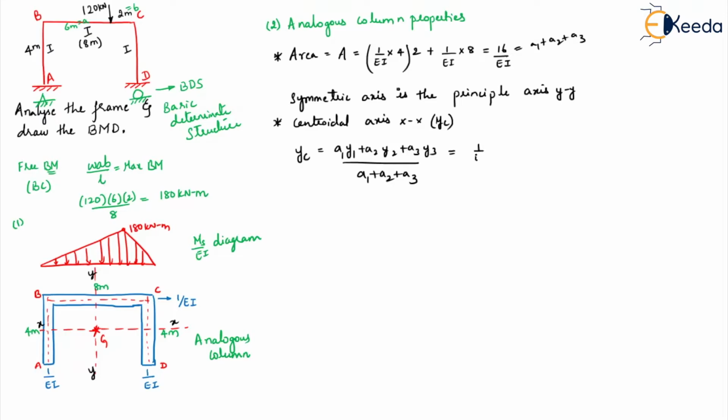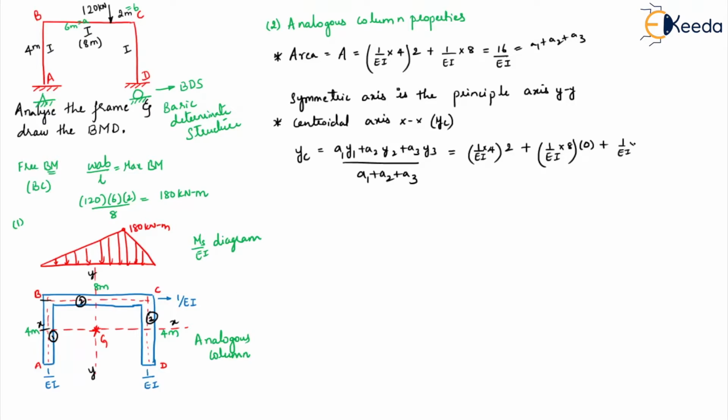Right. So what is A1? 1 by EI into 4 is the A1. Now what is y1? y1 is the distance between this portion and this portion. So this is 2. Similarly, plus A2 is what? 1 by EI into 8. So let me call this as first portion, this as second portion, and this as third portion. So this is your A2. Y2 is what? The centroid of this and the BC line is at the same point. So that will be 0.